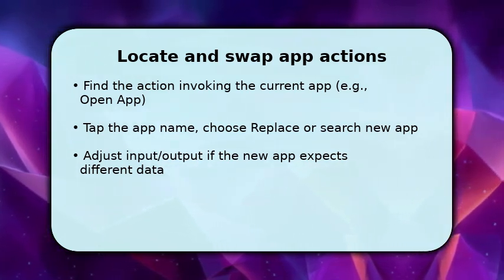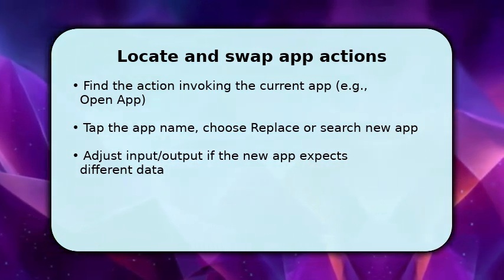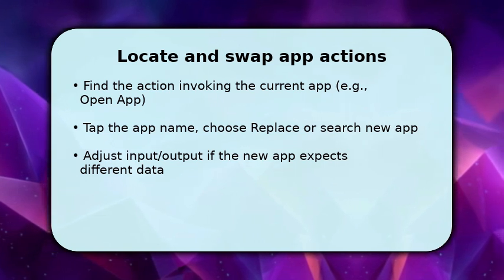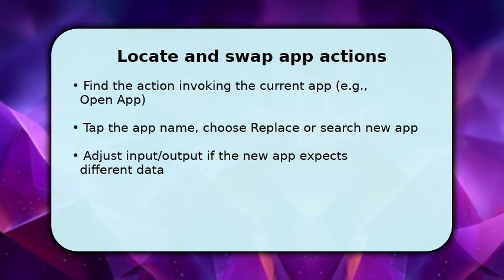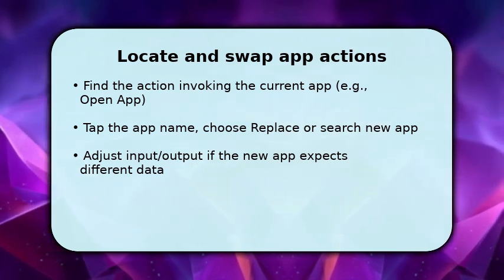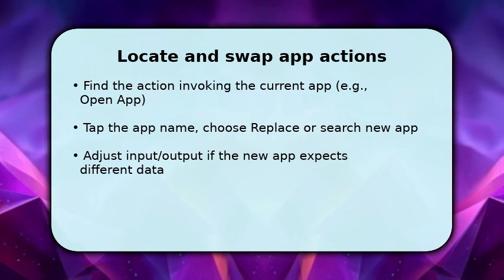They may expect text, URLs, or files. If necessary, insert a conversion action such as get details, text, or encode to match the new app's input. This prevents runtime errors and keeps the shortcut reliable.